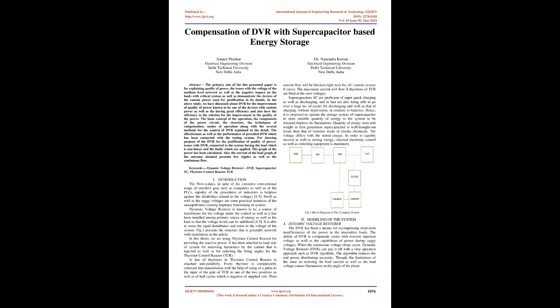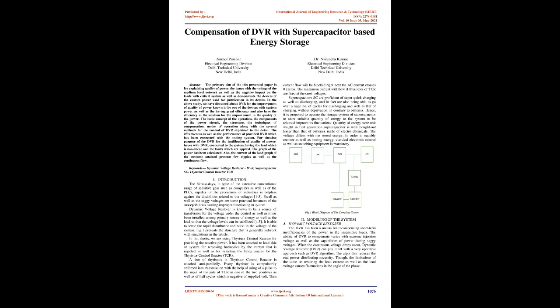The effectiveness as well as the performance of the provided DVR, which has been connected to the testing system, is shown. For demonstrating the DVR's justification of power quality, the DVR is connected to a system having a nonlinear load and applied faults. The power graph has been calculated. Also, the load current graph of the outcome attained presents few ripples as well as continuous flow. Keywords: dynamic voltage restorer, DVR, supercapacitor SC, thyristor control reactor TCR.